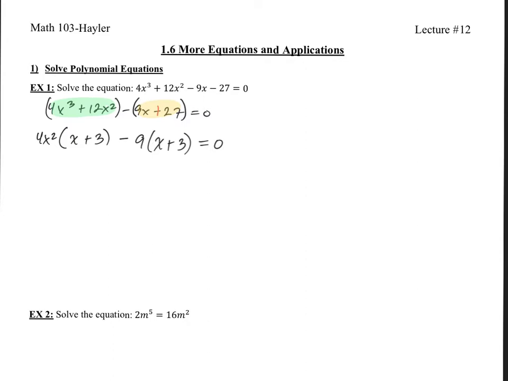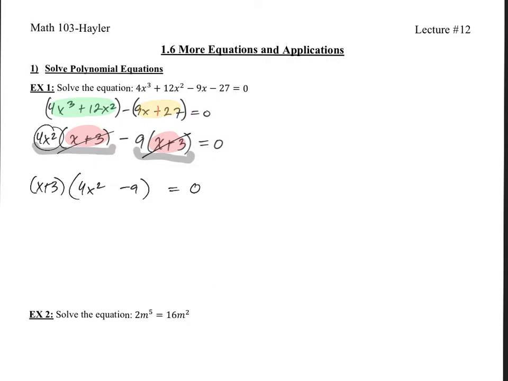Now let's look at this whole problem. Do these terms share a factor in common? Yeah, they do. They both share the x plus 3. So we can go ahead and factor that out from both terms. And what's left from both of these? Well, in the first one, when I take out the x plus 3, I'm just left with the 4x squared. Then on the second one, when I take out the x plus 3, I'm just left with a minus 9. So that equals 0.